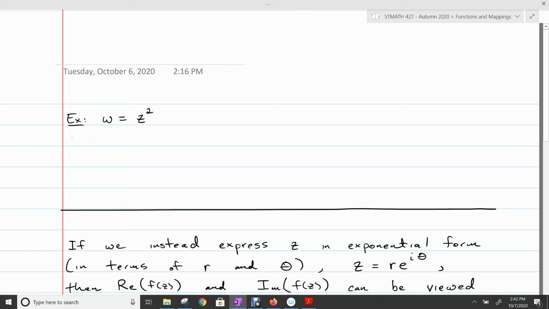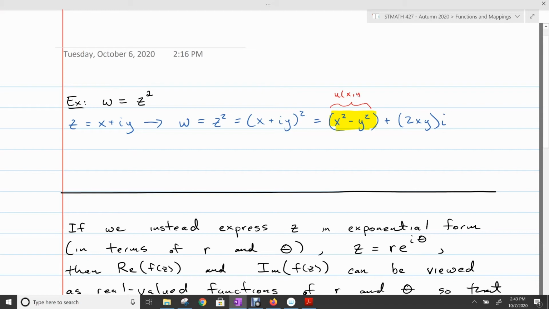So if we take z to be x plus iy, then our w function would be x plus iy squared. And so if you square that out, you get x squared minus y squared for the real part, plus 2xy for your imaginary part. There's your real part, u of x comma y, and there's your imaginary part, v of x comma y.